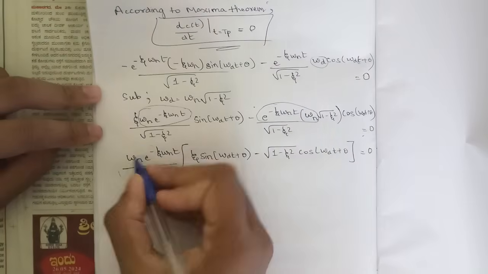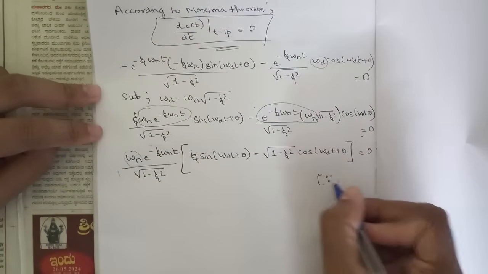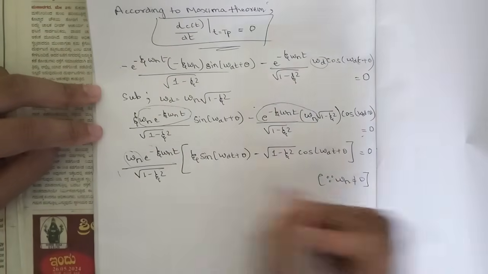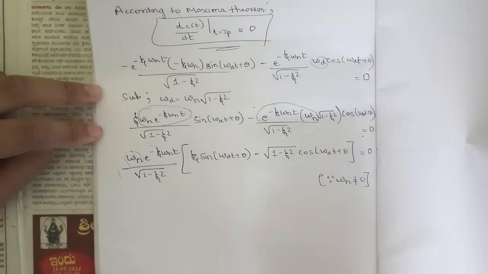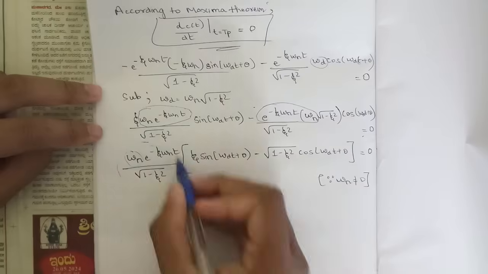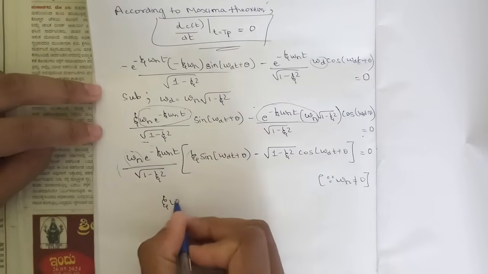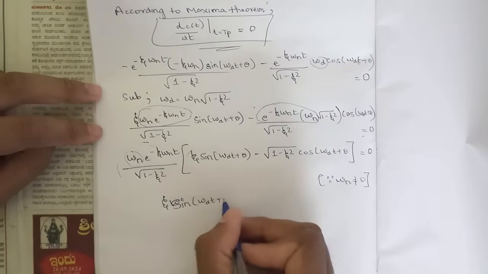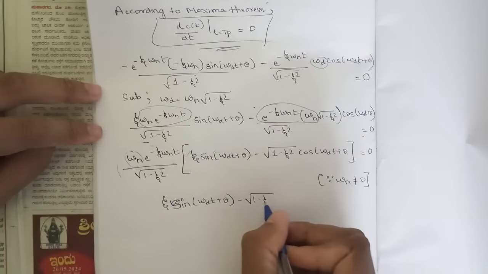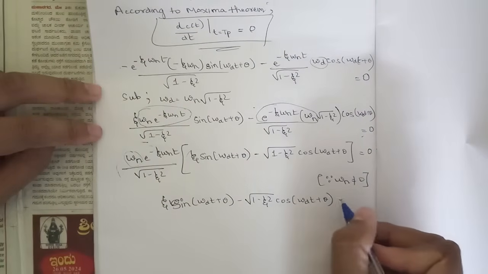But here in this case we have omega n in this term, so we can say that omega n cannot be equal to 0, since the omega n is called the natural frequency of oscillations. Okay, if there is no frequency of oscillations, there is no response created, so that's why we can say that this term is not equal to 0. So definitely this term would be equal to 0, that is zeta sine omega dt plus theta minus square root of 1 minus zeta square cos of omega dt plus theta is equal to 0.